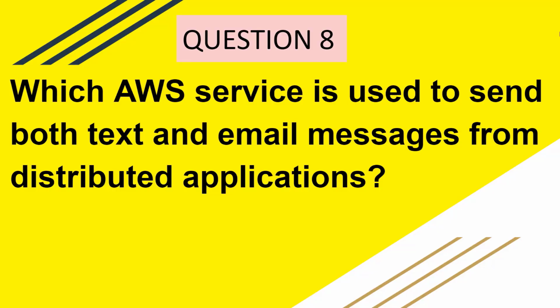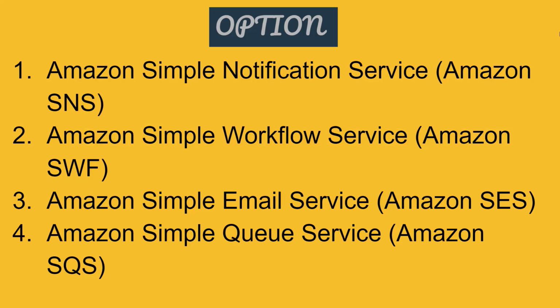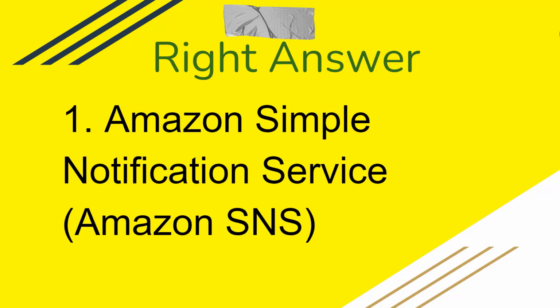Question 8. Which AWS service is used to send both text and email messages from distributed applications? Option 1. Amazon Simple Notification Service, Amazon SNS. 2. Amazon Simple Workflow Service, Amazon SWF. 3. Amazon Simple Email Service, Amazon SES. 4. Amazon Simple Queue Service, Amazon SQS. Right answer. 1. Amazon Simple Notification Service, Amazon SNS.